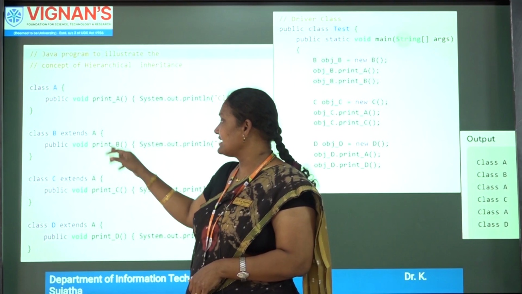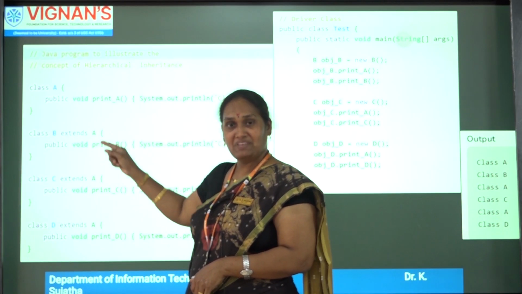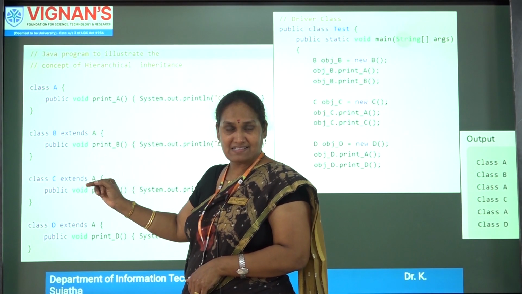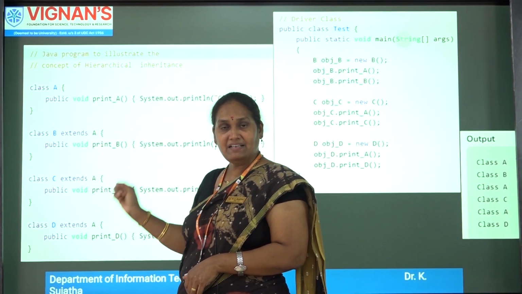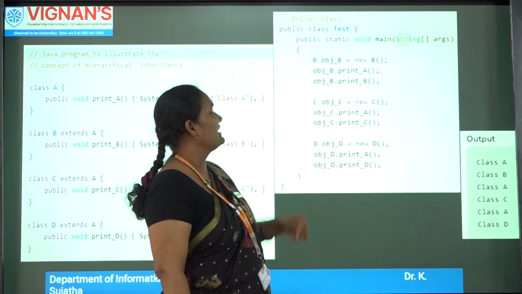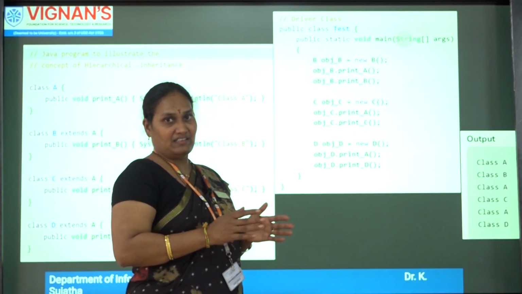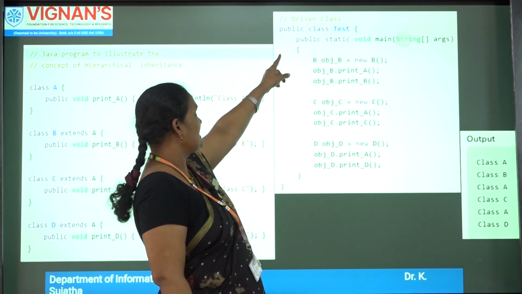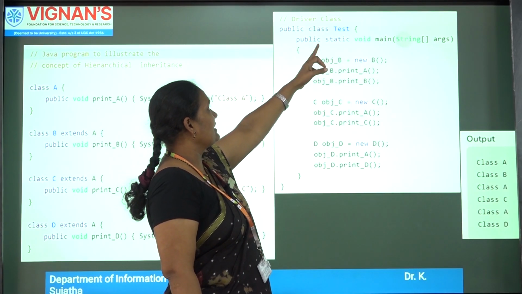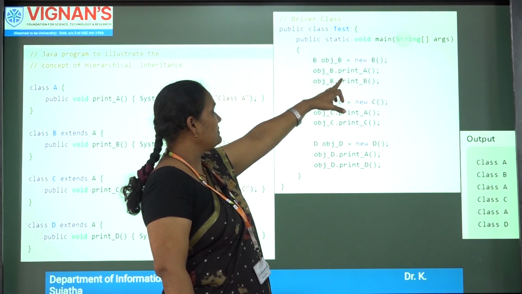This also extends A. That is, from A we have three child classes. Those three child classes are B, C and D. So for executing this entire program I need to have a driver class. Here for writing the main method I have written the driver class, that is public class Test, which contains a main method.